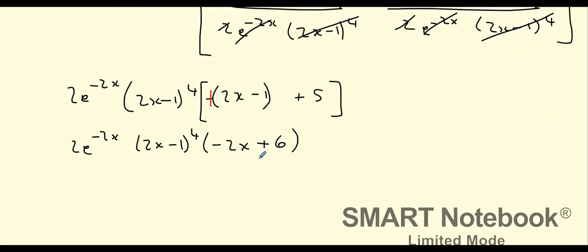So I can take out 2 from here, make that a 4, e to the minus 2x, (2x minus 1) to the 4. Divide all of this by 2, and so I get minus x plus 3. Okay, check your answers against that.